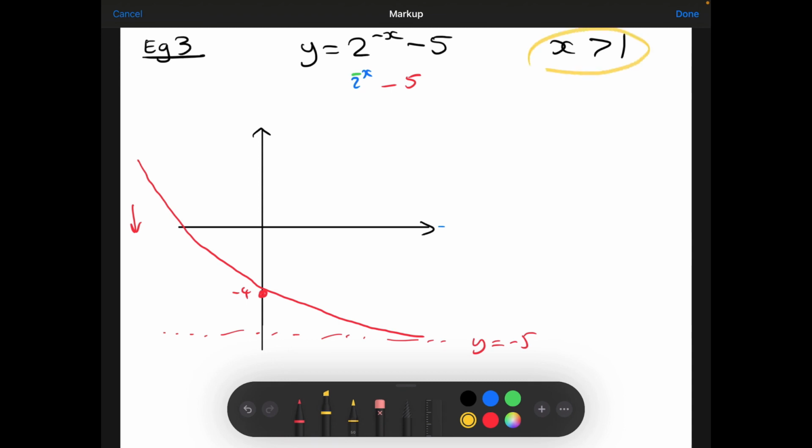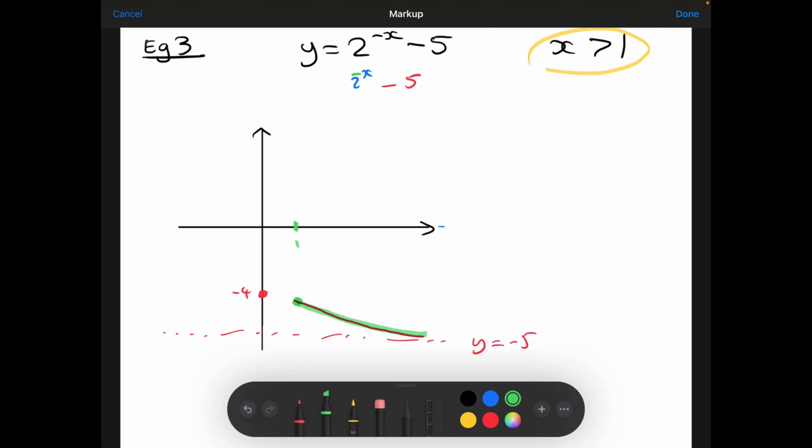So x has to be greater than 1. Well, 1 is roughly here on my graph. So I'm only looking at where the x values are bigger than 1. So I'm not really interested in any of this part of the graph over here at all, so I'm just going to rub this out. And this is the only bit of the graph I'm really interested in.